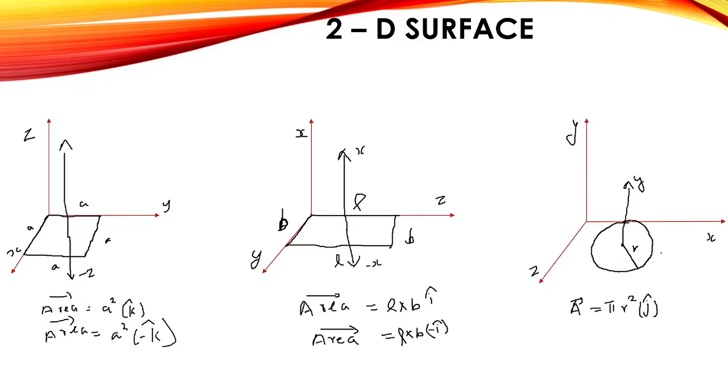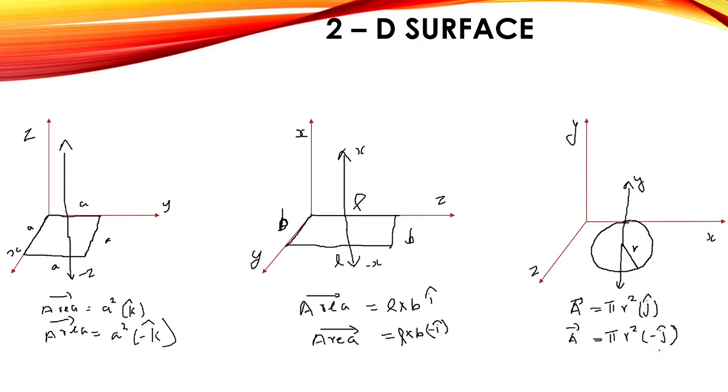And also one more direction, that will be in minus y direction. So it is in minus j cap. So A is equal to pi r square minus j cap.